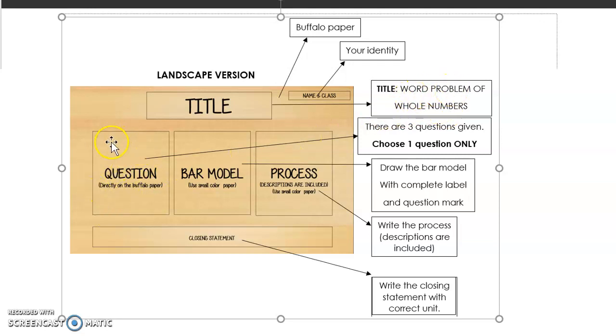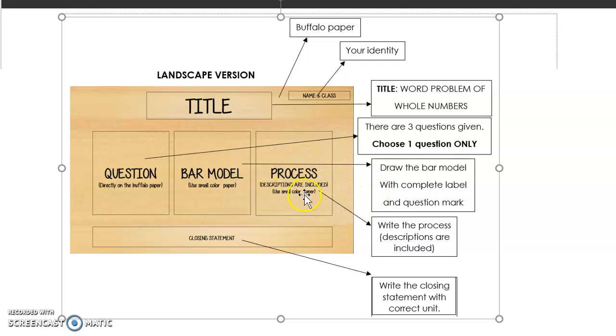This one is the question. You can put it directly on the buffalo paper. And then this one is the bar model. You can actually use small color paper, because you have one buffalo paper and then two or three small papers, right? Okay, this one. Don't forget your name and your class as your identity.